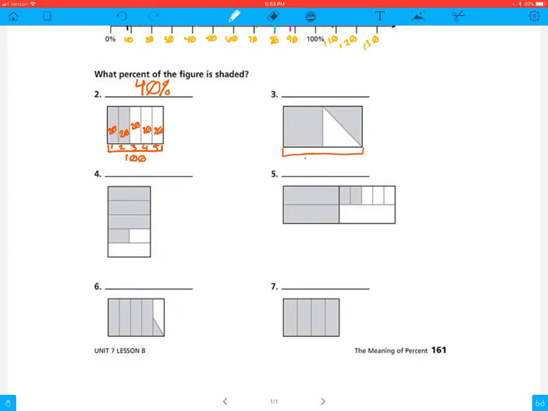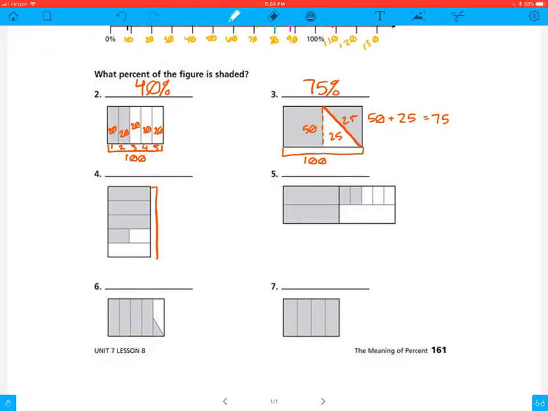For number 3, the entire figure, that entire rectangle is 100%. Half of it, where I'm putting the dotted line, that's half of it. And so half of 100 is 50. Now I get half of half, which is 50 cut in half. Each side is 25. 50 plus 25 is equal to 75%. So 75% of that figure is shaded.